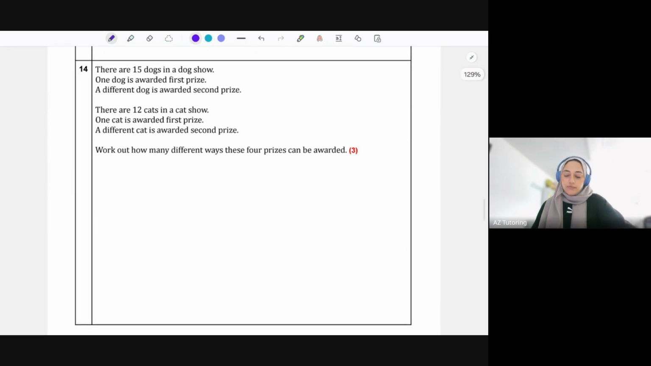So we're using the product rule for counting. Let's deal with the dogs first. We've got 15 dogs. One dog is going to win the prize, so that one dog is out, and then there's 14 other dogs that could potentially win the second prize. So we're doing 15 times 14. We get 210.